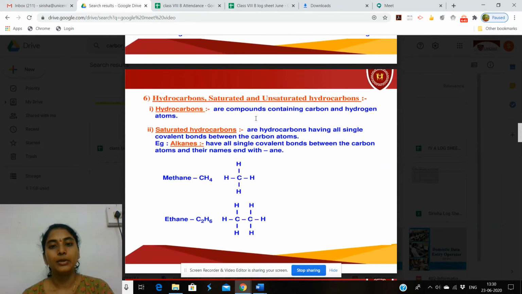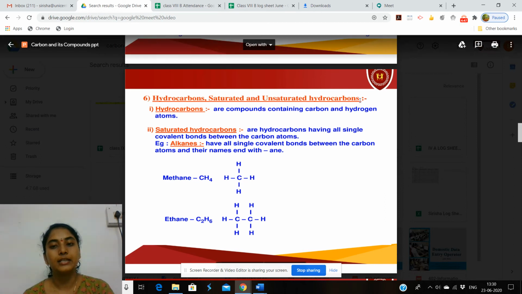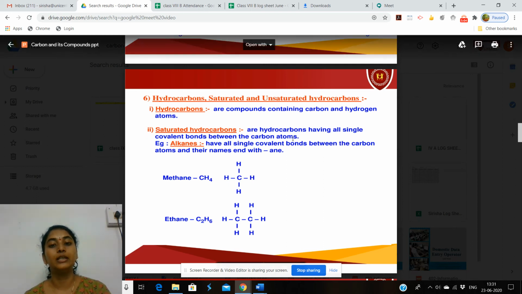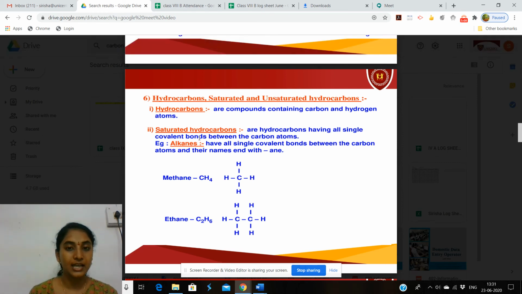Next, hydrocarbons as well as saturated and unsaturated hydrocarbons. Let us see what they are. Hydrocarbons are compounds containing carbon and hydrogen atoms. Hydrocarbons, the name itself says that it contains carbon as well as hydrogen. Saturated hydrocarbons are hydrocarbons having single covalent bonds between the carbon atoms. Saturated means single bond, whereas unsaturated means it will have a double bond as well as a triple bond.